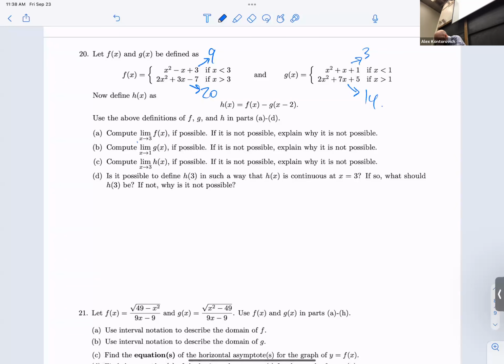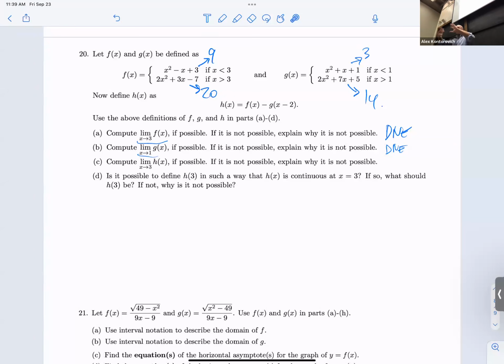Okay, so compute the limit as X goes to 3 of F. No, it's going to 2 different values. Does not exist. How about of G? Does not exist, going to 2 different values. I have a feeling I know what's coming. H is F minus G, and the G has been slid over so that when X goes to 3, X minus 2 goes to 1. And F minus G, F is going to 9, minus 3, 9 minus 3 is 6. And 20 minus 14 is also 6.